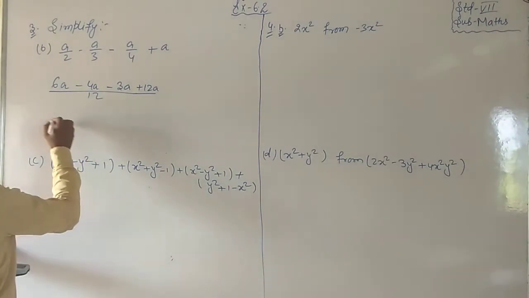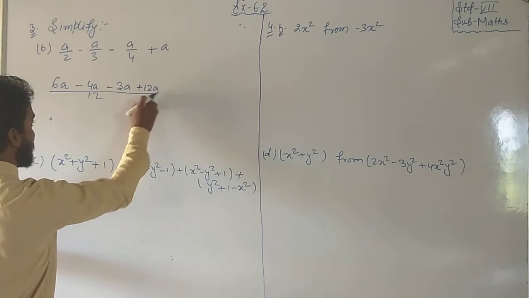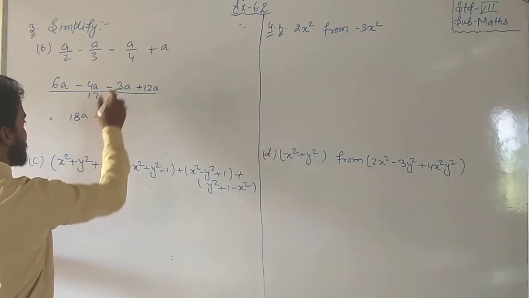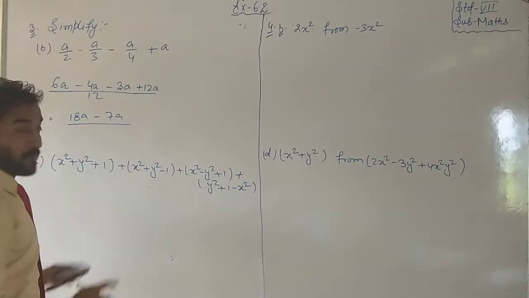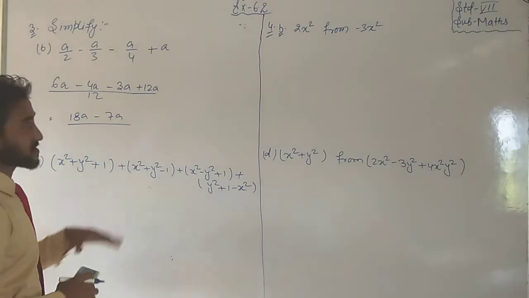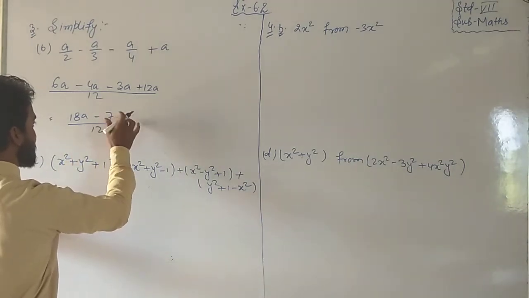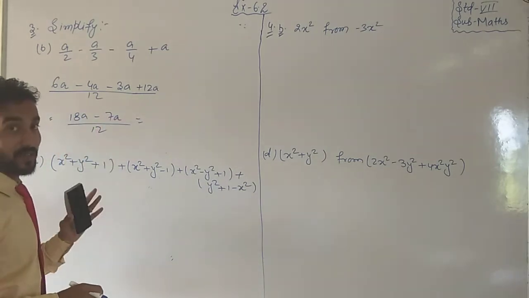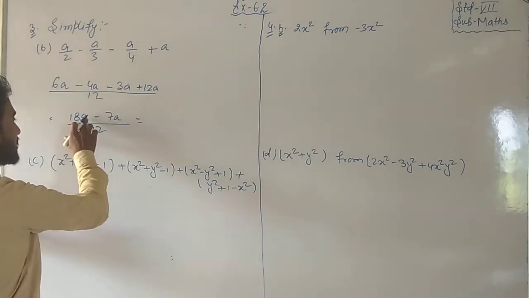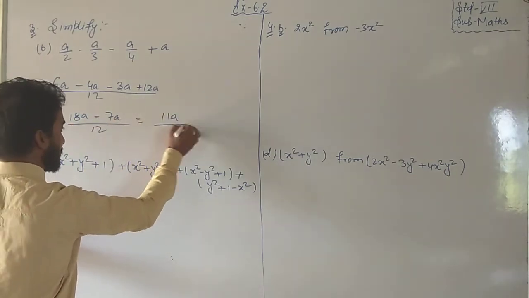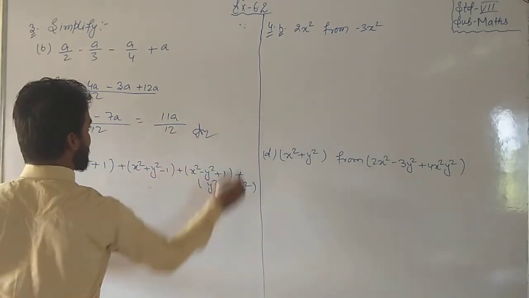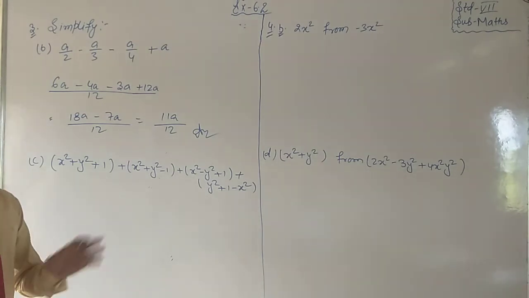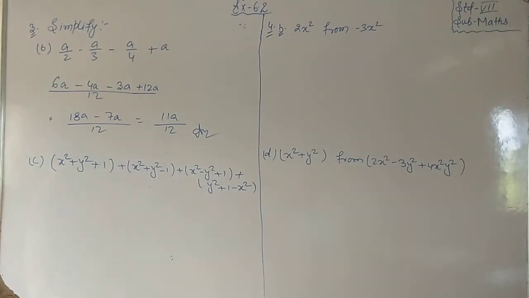Okay students. See, 6a plus 12a, the answer will be 18a. Minus 4a minus 3a is 7a, because minus plus minus, the sign will be minus. So students, you can see here is 18a and here is 7a, both are like terms. Always plus or minus will be done in the like terms. So 18a minus 7a is 11a, denominator 12. It is your answer. So students, be careful. Addition or subtraction will be done only in the case of like terms.